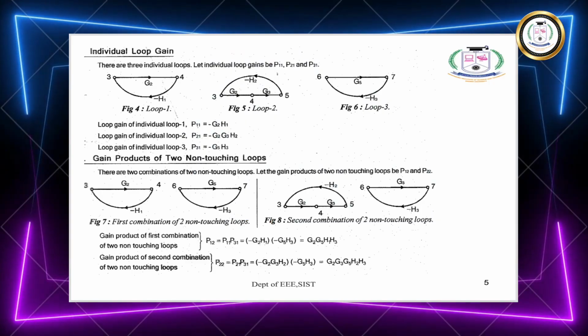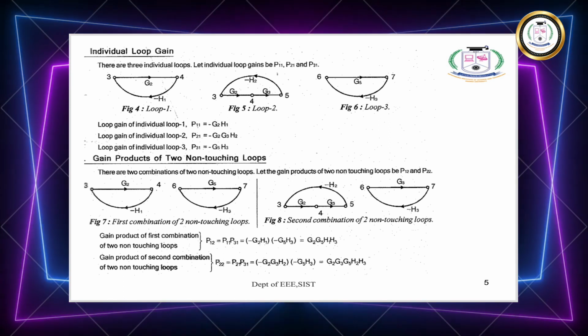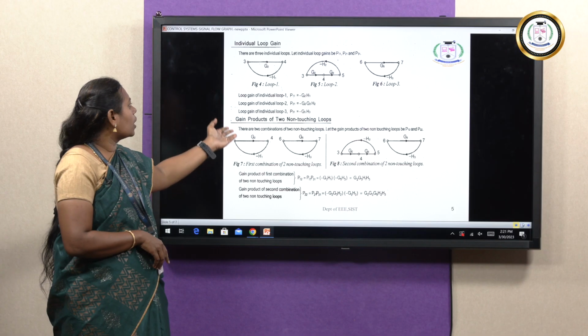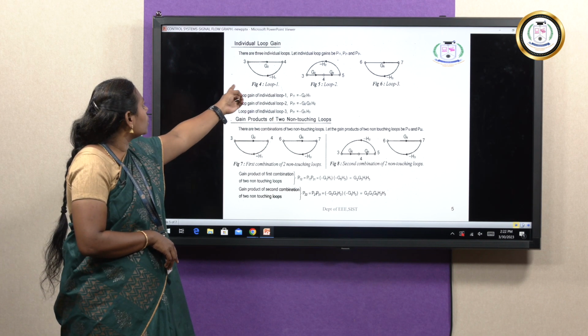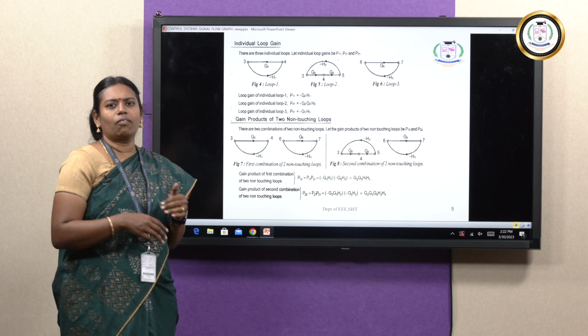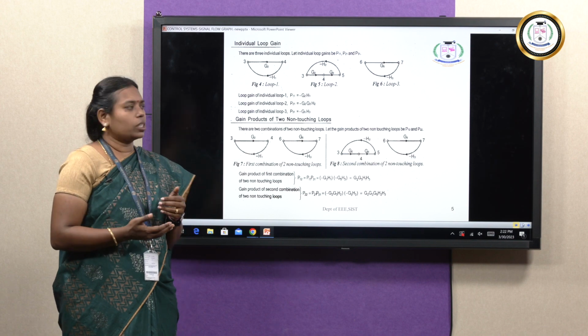So, the next step is gain product of three non-touching loops. But in this problem we do not have three non-touching loops. If you look at the three loops, all the numbers are repeated. So, we do not have any three non-touching loops in this problem.